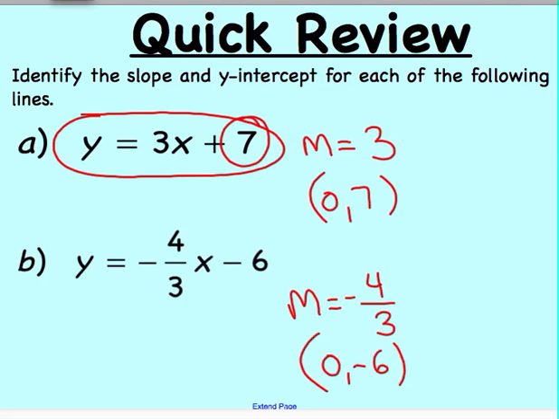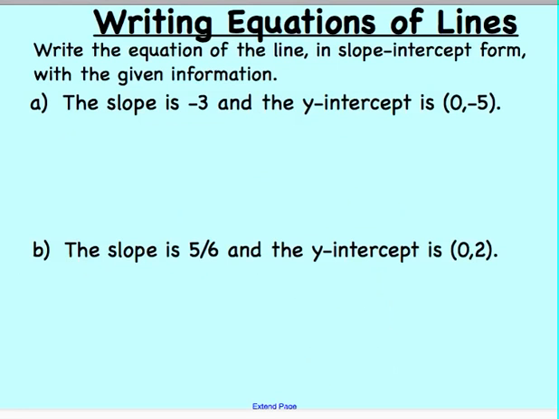So just notice the information that we're able to extract just from the equation, and think about working backwards now. Now we would be given this information, and we'd have to come up with this equation. That's what we're working on today. So after that quick review, let's look at some of our examples. Here, the slope is negative 3, and the y-intercept is 0, negative 5. So our job is to write the equation.